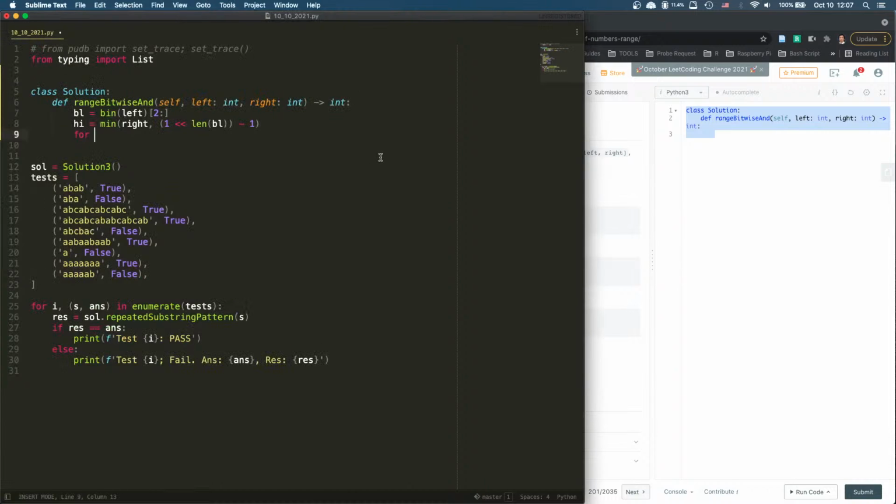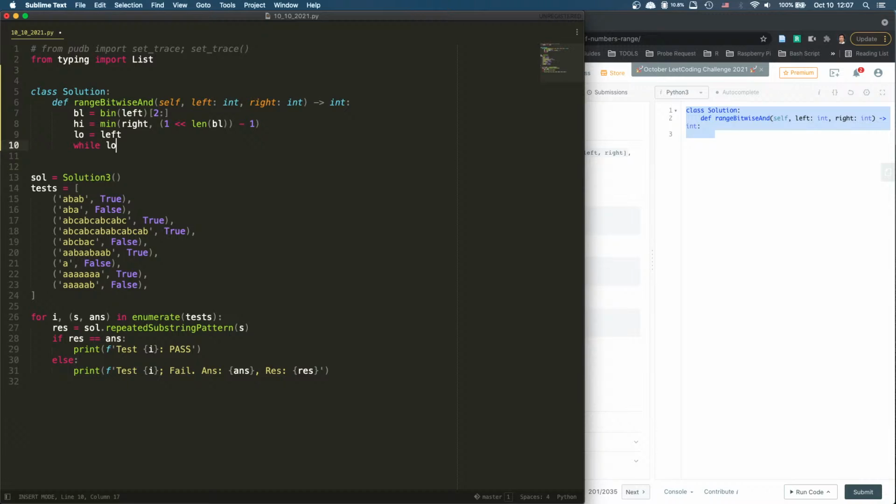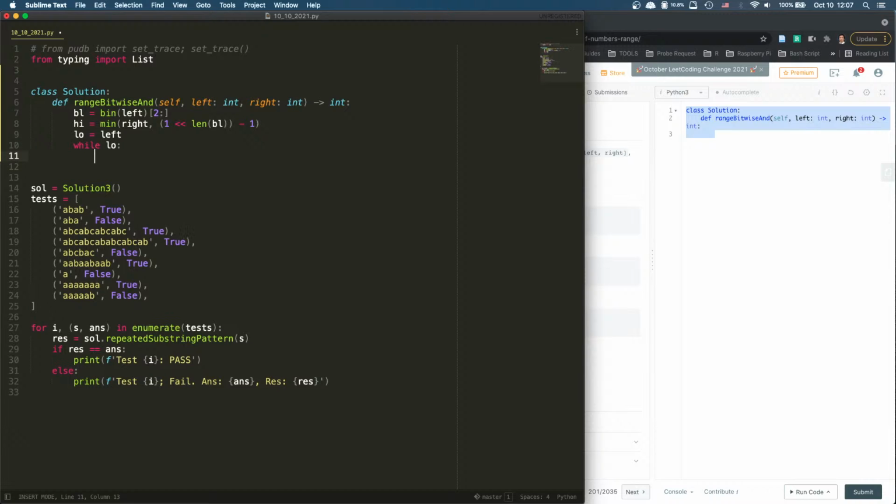So I'm going to say low equals left. I don't want to change left. So say while low, if low and 1, then what? What is the scheme? Can we just say that position will be kept, right?